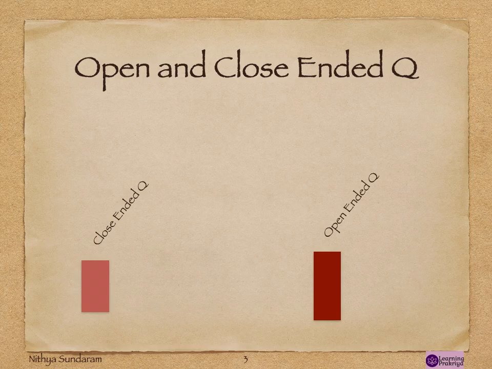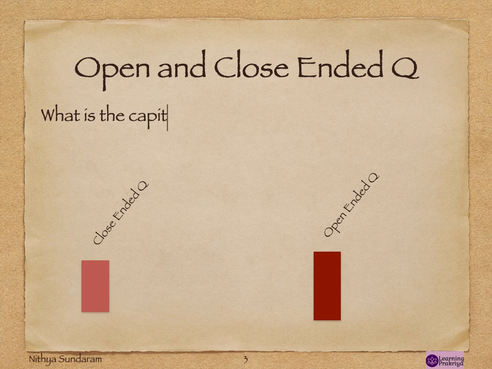Open-ended questions take some more time because they require extra thinking. The questions get bounced around in the class, and the teacher is in a position to identify which are the students who can think. But very often teachers are afraid of losing control of the class. So the natural tendency is to opt for close-ended questions. But what is the fundamental difference? Let us see.